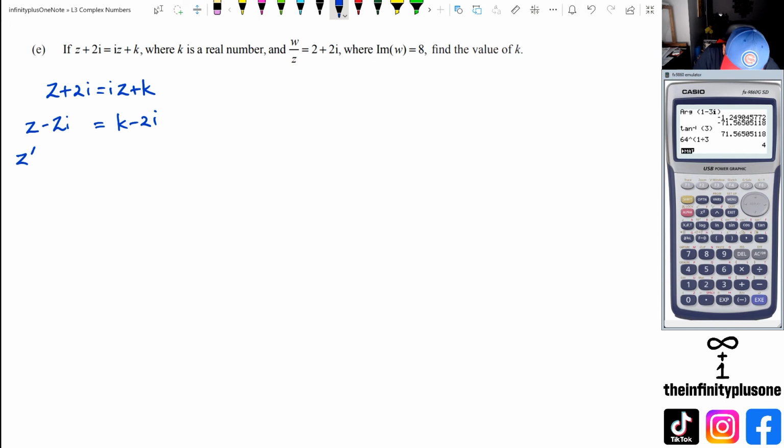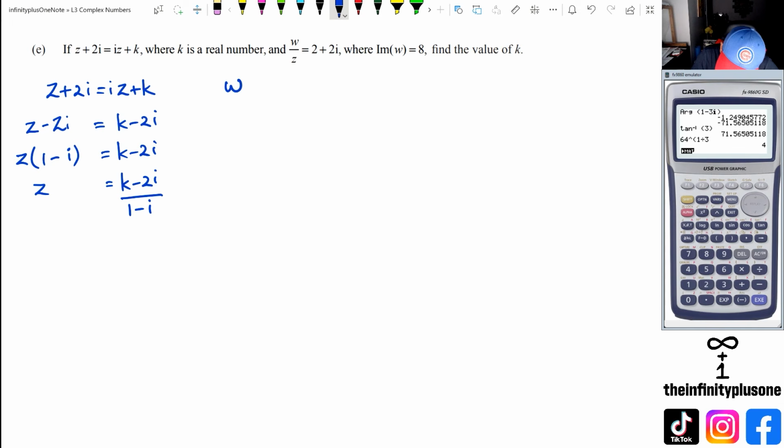Now Z is a common factor. 1 minus I equals K minus 2I. And then Z is equal to K minus 2I divided by 1 minus I. Now that we actually have what Z is equal to, we can substitute that into W.